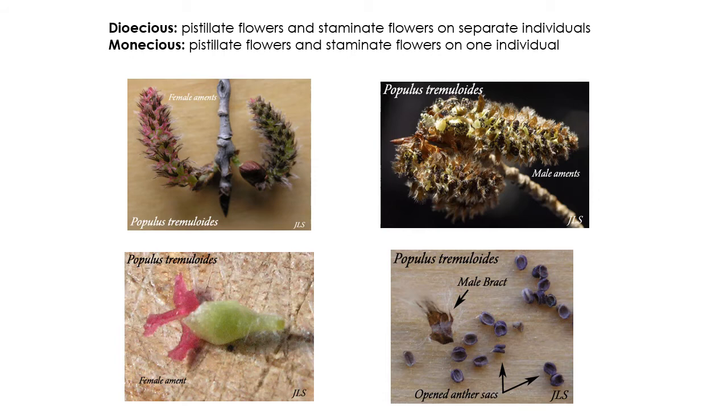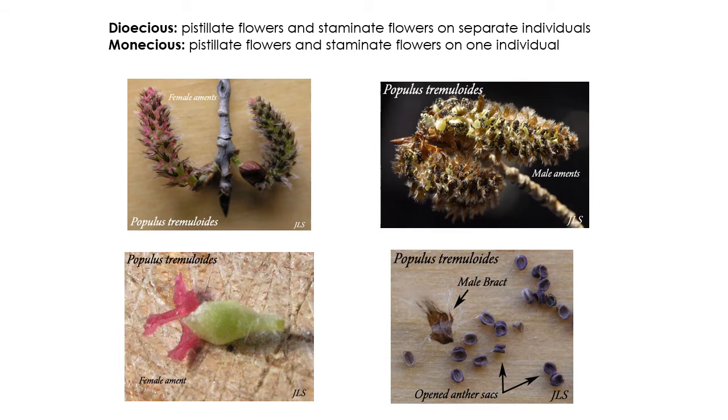And now sometimes the male and female flowers can be on the same tree or the same plant. And sometimes they're separated into different individuals. So we would have female plants and male plants. That's one way of simplifying it.